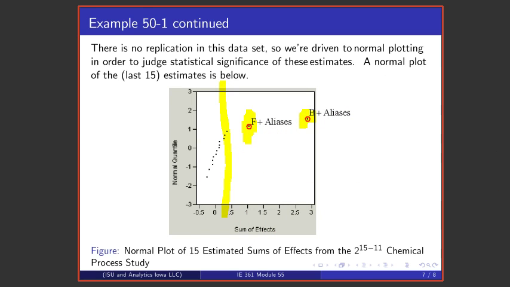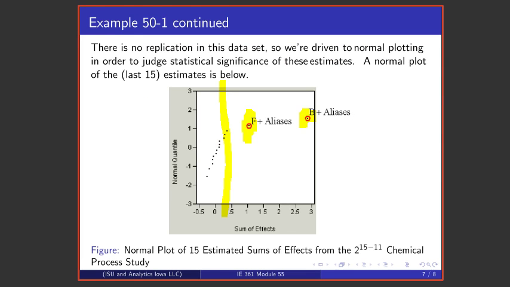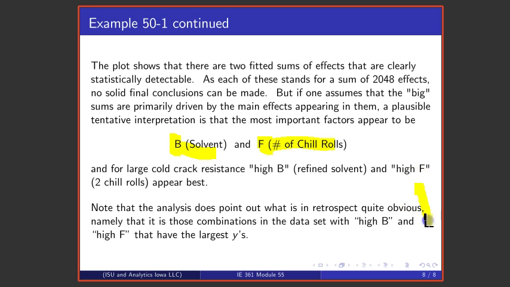It's interesting that if nothing else, as one looks back on this list of Y's here and looks for the cases where B and F are both present, it's there, and there. That is, the combinations that have both B and F at their high level are in fact the ones that have the 4 biggest Y's in that whole list. So if nothing else, we at least get pointed to the in retrospect quite obvious recognition that it's the combination of the data set with high B and high F that have the largest Y's.